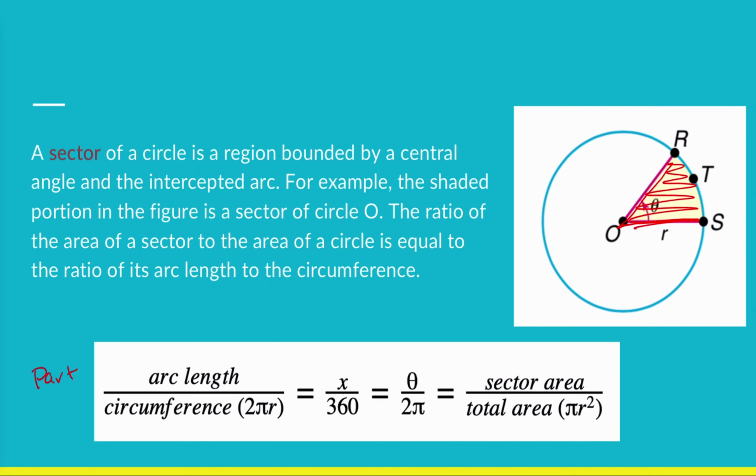So all of these things are proportional. And I like to think of this as the part to the whole. The arc length is a part of the circumference. The sector area is a part of the total area. The angle theta is a part of 2 pi radians, or x degrees is a part of 360. So if you know 3 of them, you can set up a proportion and solve for a 4th.